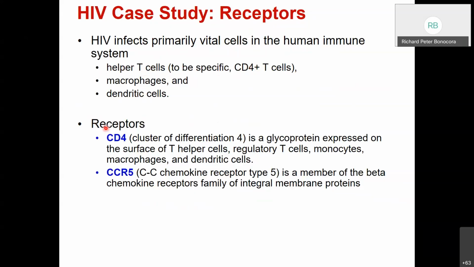And there are certain receptors. There's CD4, which is a glycoprotein that's expressed on the surface of the T helper cells and other cells, and CCR5, which is a CC chemokine receptor type 5, an integral membrane protein on the surface of the cell.